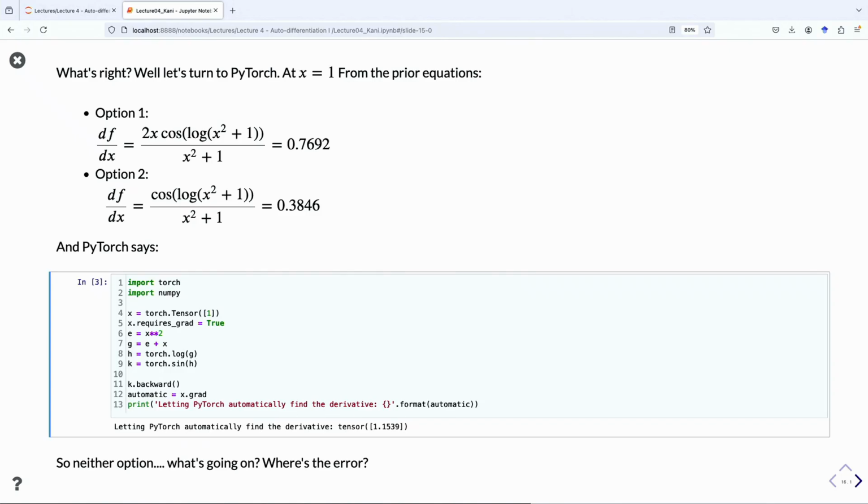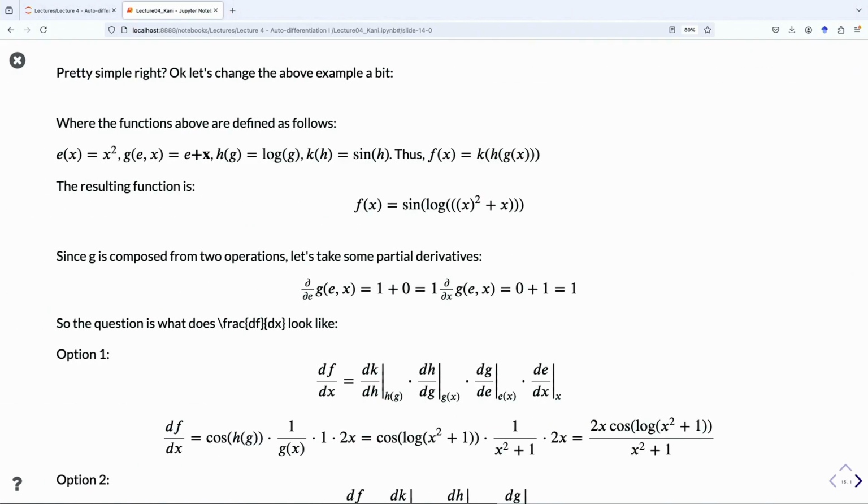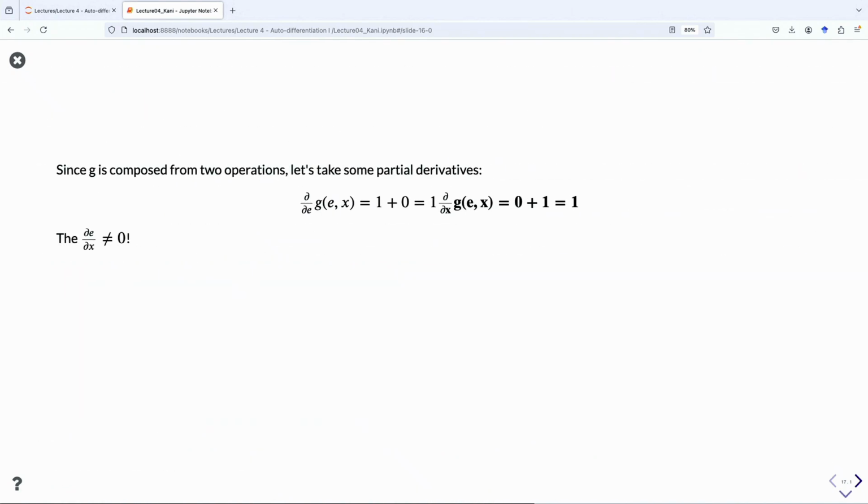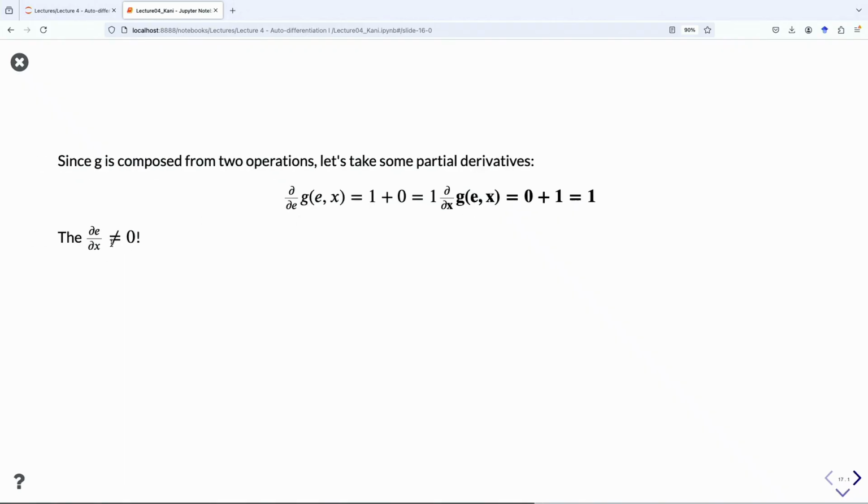But why? Why were we supposed to combine these two options? Well, the error is in what I did previously. The error here is simply that if I take the derivative with respect to x of g of e, x, right? g of e, x is equal to e times x. It's not equal to 1, because the derivative of e with respect to x is not equal to 0, right? e is a function of x. So because e is a function of x, we simply cannot exclude it and call it 0 and move on with our lives. We have to actually include it in our calculations.